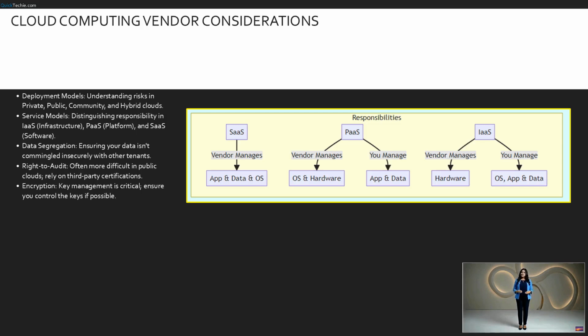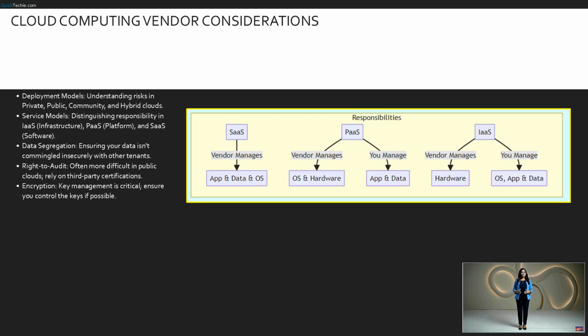While a physical right to audit is hard to enforce with giants like AWS or Azure, you must ensure the SLA includes a right to review their third-party certifications. Encryption is your final line of defense, especially if you manage the keys.